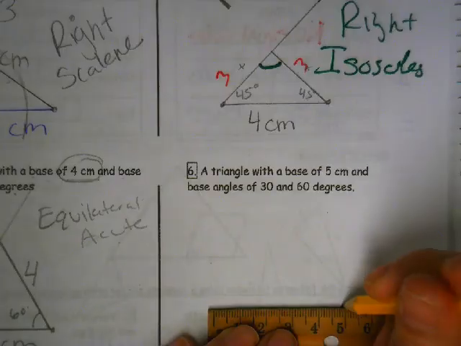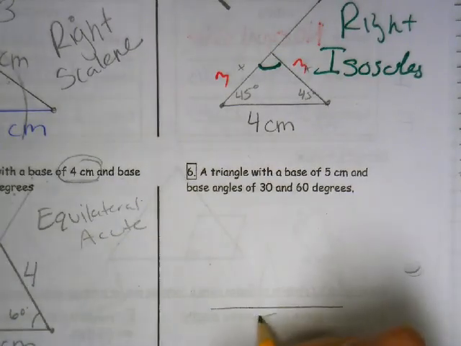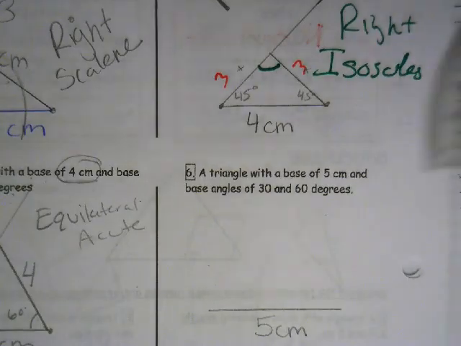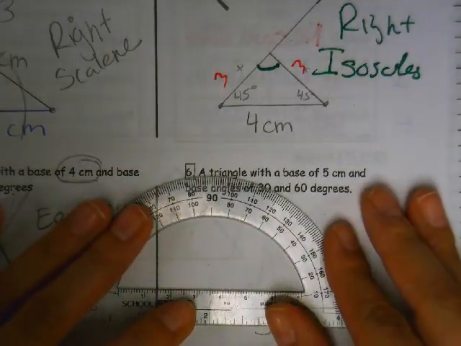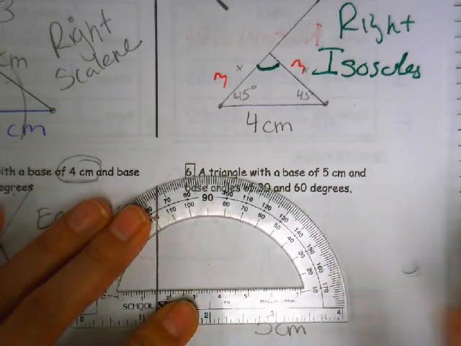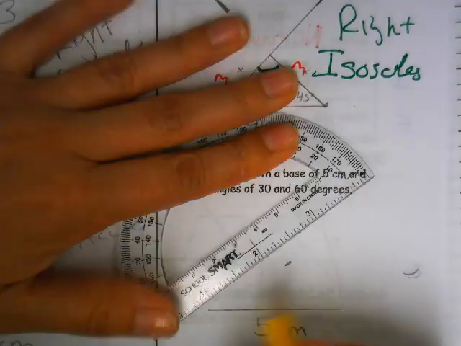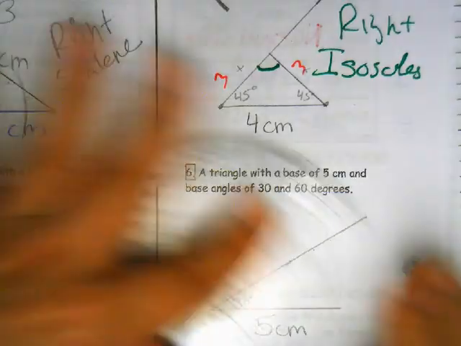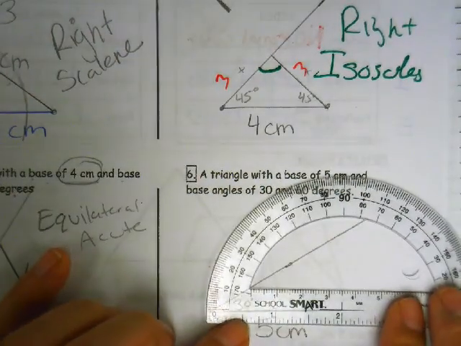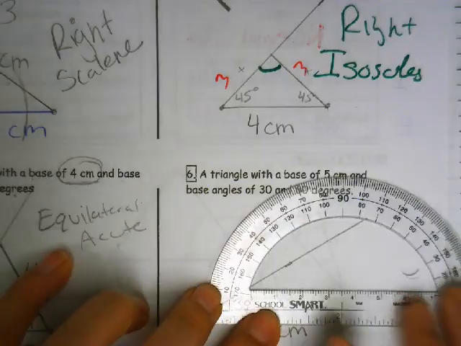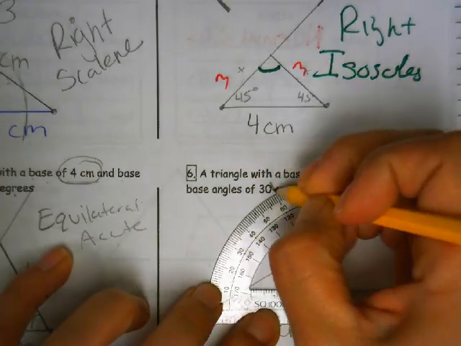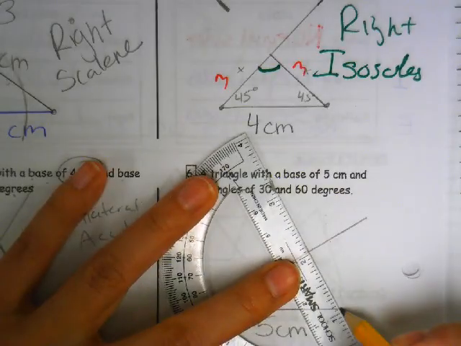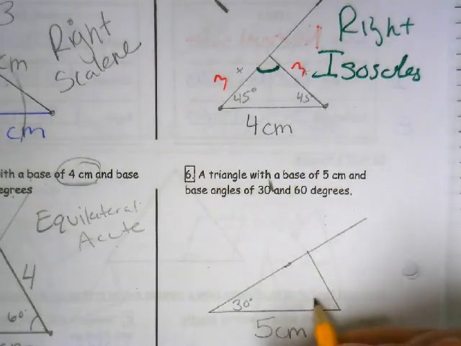I got that, guys. 5 centimeters. Does it matter where you put the 30 and the 60? No. Just as long as you have both of those angles. This is 30. And then 60. Okay, I did that right so far.